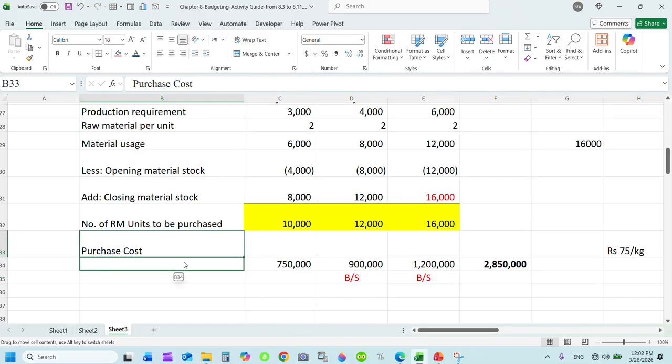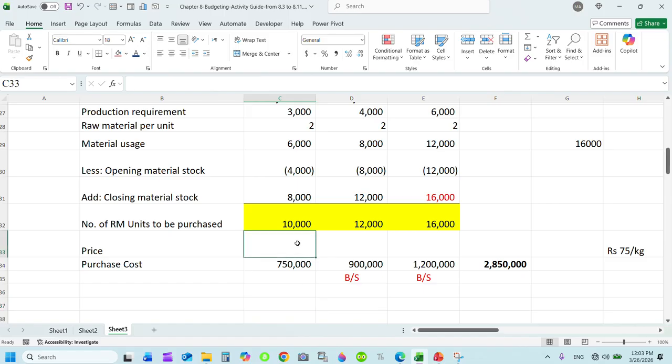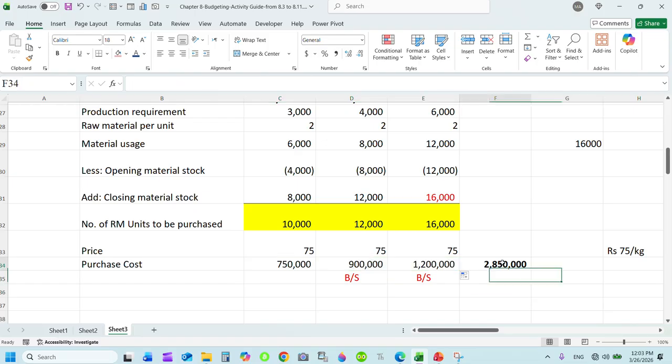Sometimes you can incorporate purchase price like this, because for this activity we expect the price to remain constant, right? But sometimes the price may be changing, in which case you can put the price like this, 75. If the price is going to change, that price should be adjusted here, and then this equals this times price, and this is our total purchase cost, right? Okay.